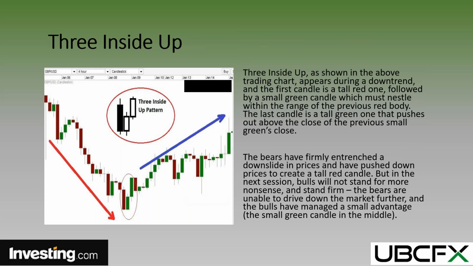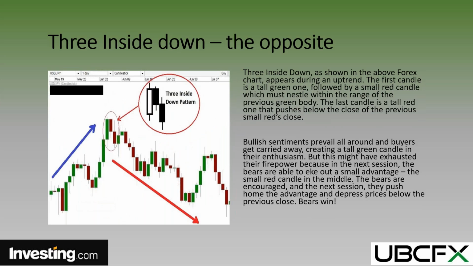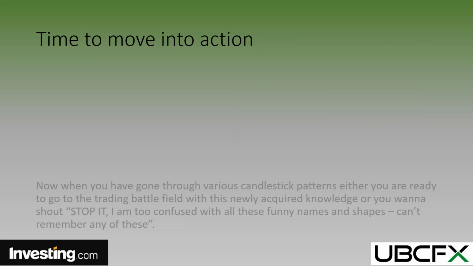And then we go to the three inside up and three inside down. They are as complicated as the morning star and the evening star. But they are, again, reversal patterns. They are on your cheat sheet so you can see them.